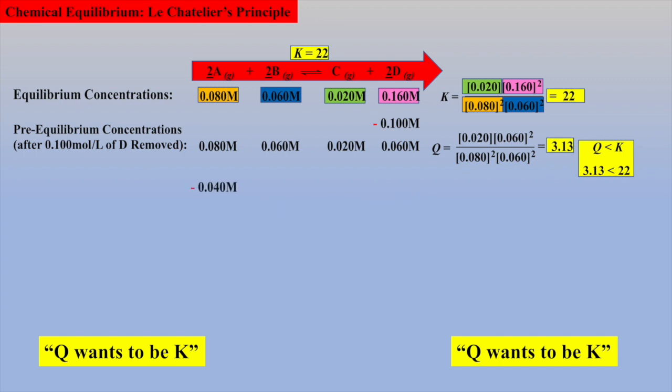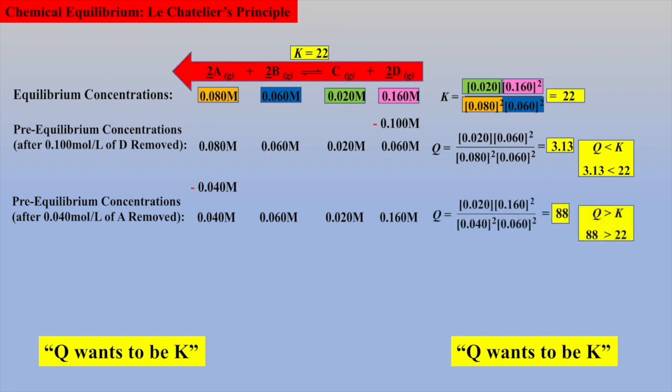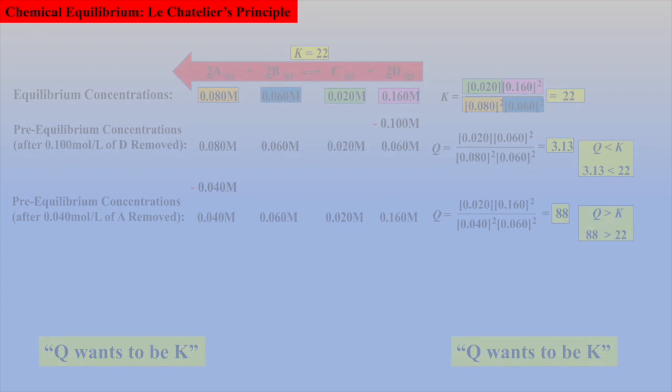Conversely, if we remove some of reactant A, then using these new concentrations calculate a Q value, we see that Q is greater than K. Thus, a shift toward reactants will occur, or we could say a shift toward the removal of reactant.